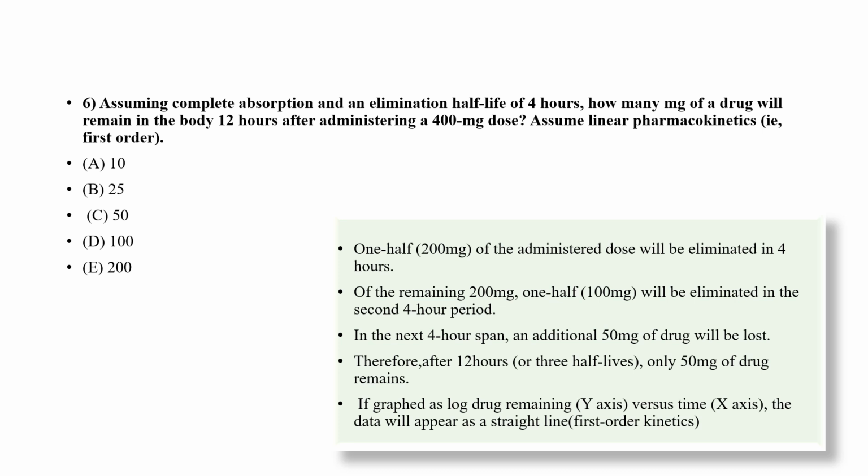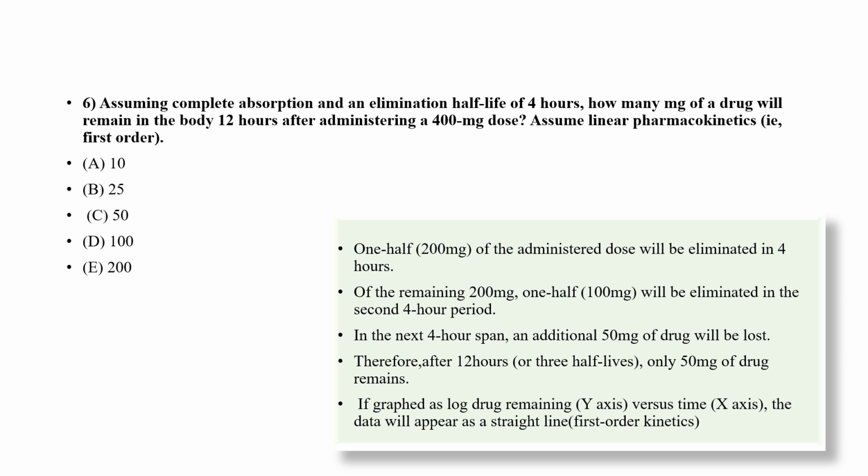So today we will continue with the remaining pharmacokinetics related calculation series. Question number 6. Assuming complete absorption and an elimination half-life of 4 hours, how many milligrams of a drug will remain in the body 12 hours after administering a 400 milligram dose? Assume linear pharmacokinetics, that is first order kinetics.